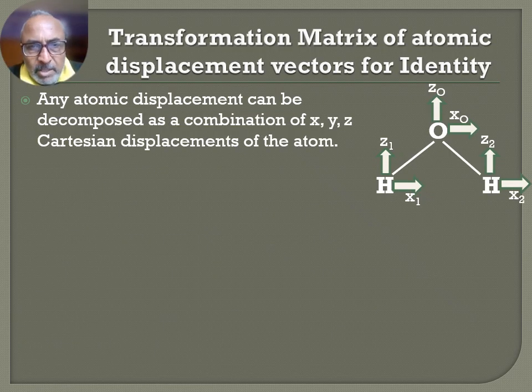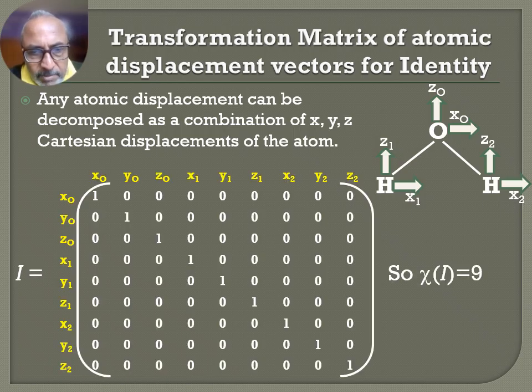Any atomic displacement can be decomposed as a combination of x, y and z Cartesian displacements of the atoms. If we do this for water, we have this matrix whose trace is 9.